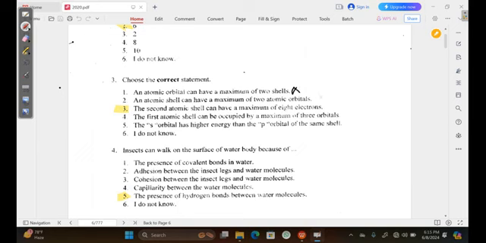Option 2 says an atomic shell can have a maximum of 2 atomic orbitals. Again, this is false because from question 1 we've established that the s orbital, the first s orbital in the first shell, can hold up to 2 electrons. So it is only 1 because the first shell only has 1 orbital. So that means we have a minimum of 1, right?